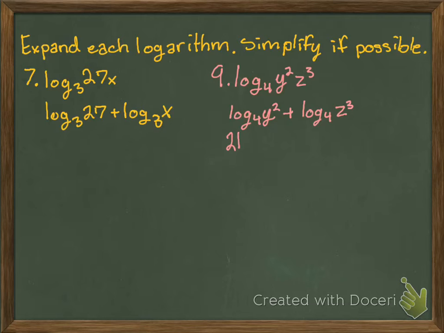So 2 log base 4 of y plus 3 log base 4 of z. Correct. 2 log base 4 of y plus 3 log base 4 of z.